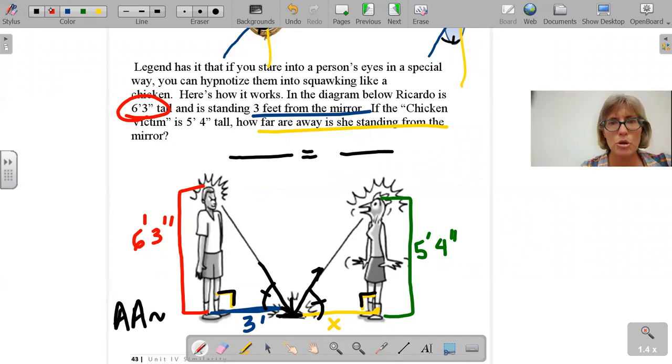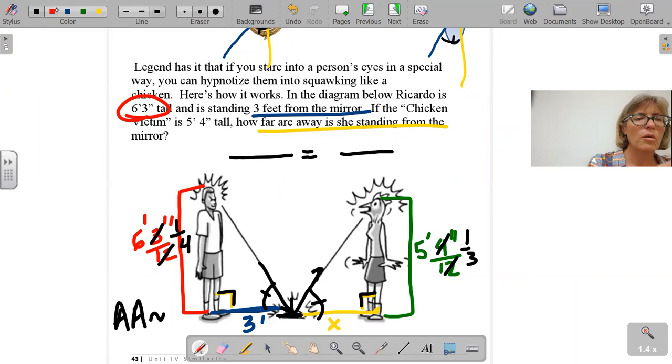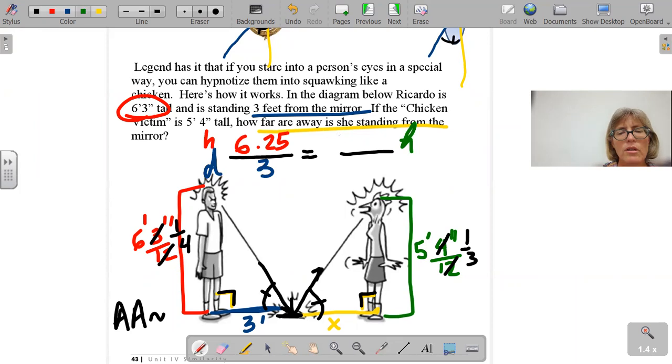So let's translate this into feet totally. That's 3 over 12. And this is going to be 4 over 12. All right, I'm going to go height over distance. So that's going to be 6, and then 1/4 of a foot is 0.25 over 3. See what I'm doing here? So I'm working height over distance equals height. This is 5, and then 1/3 of a foot is approximately 0.33. And X is our distance, and our answer is going to be in feet.